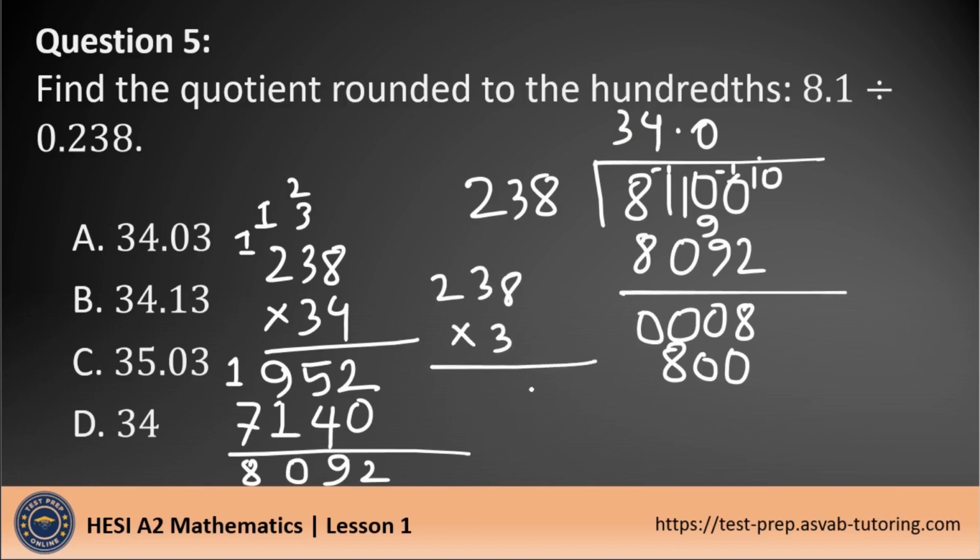8 times 3 equals 24. So 4 comes, and 2 is a carry for the next digit. 3 times 3 equals 9, plus 2 equals 11. 1 comes, and 1 is a carry for the next digit. It's 2, so 3 times 2 equals 6, plus 1 equals 7. It's 714. So now we need to write down here 3, and 3 times 238 equals 714.